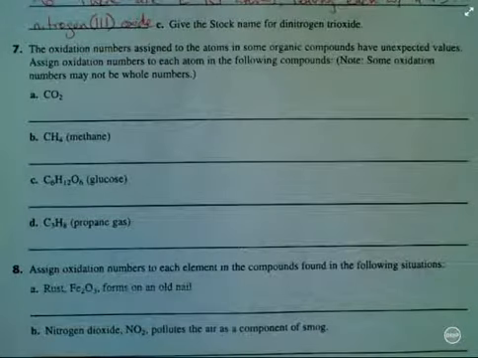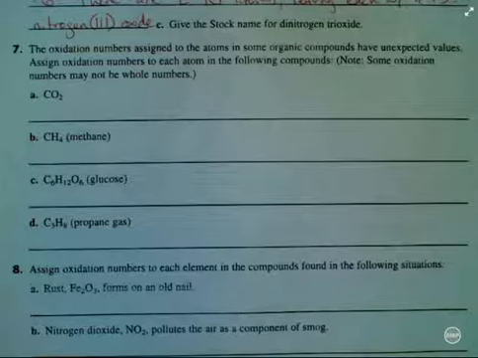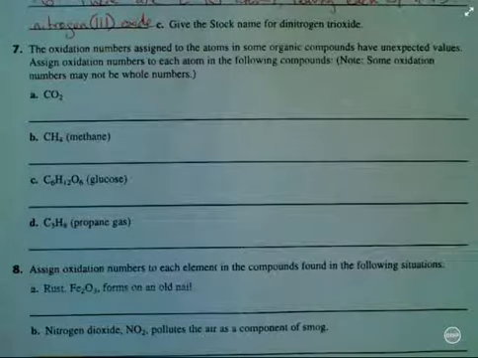Number 7. The oxidation numbers assigned to the atoms in some organic compounds have unexpected values. Here we go with that organic chemistry again. Assign oxidation numbers to each atom in the following compounds. Note, some oxidation numbers may not be whole numbers.